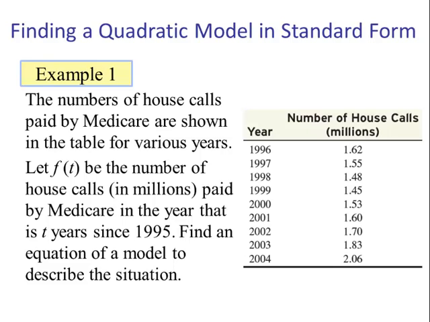Let f of t be the number of house calls in the millions paid by Medicare in the year that is t years since 1995. Find an equation of the model to describe the situation.